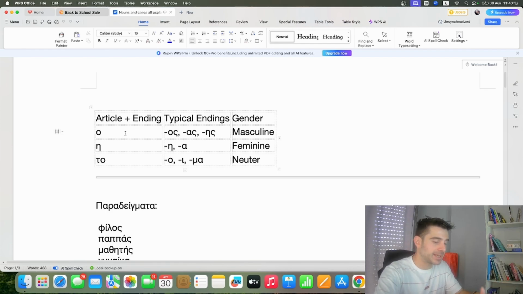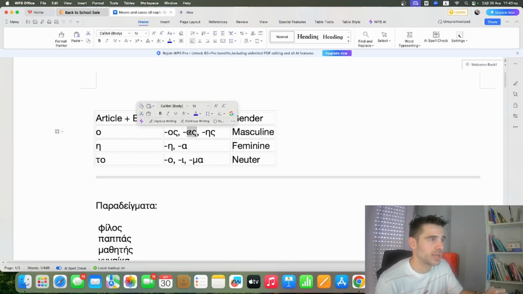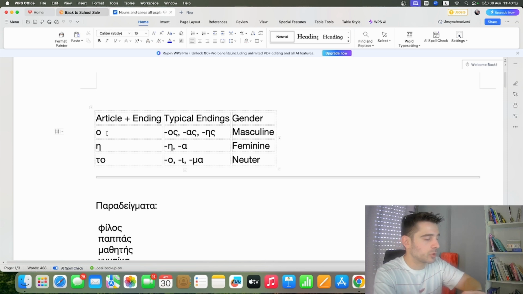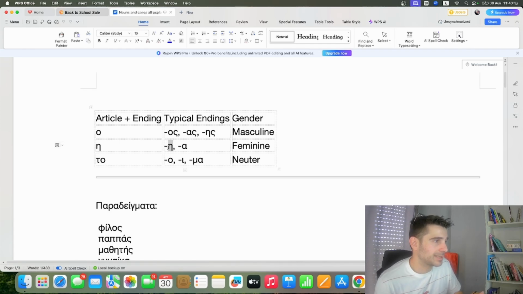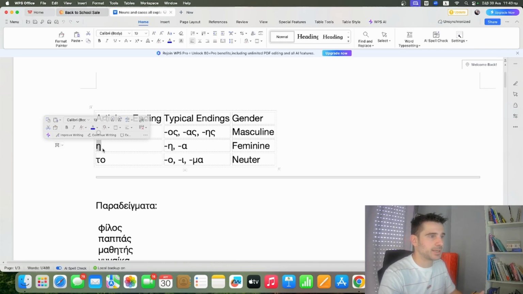So in Greek it's very important for all the nouns to remember their word endings. If you remember that when a noun has the word ending os, as or is, so technically when it has the word ending s, we will use the article o because this word will be masculine. Then, if you remember that when a noun has the word ending e or a, the word will be feminine, so we'll have to use the article e.